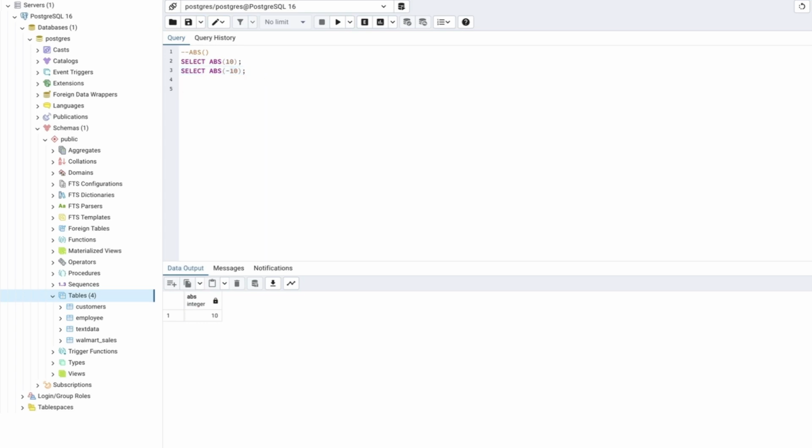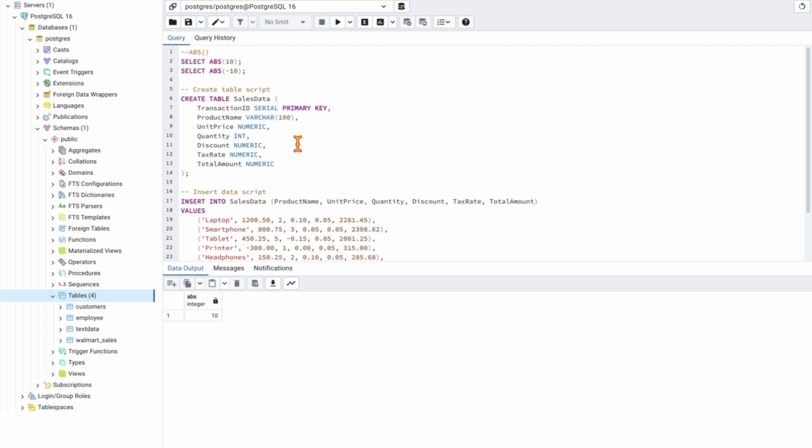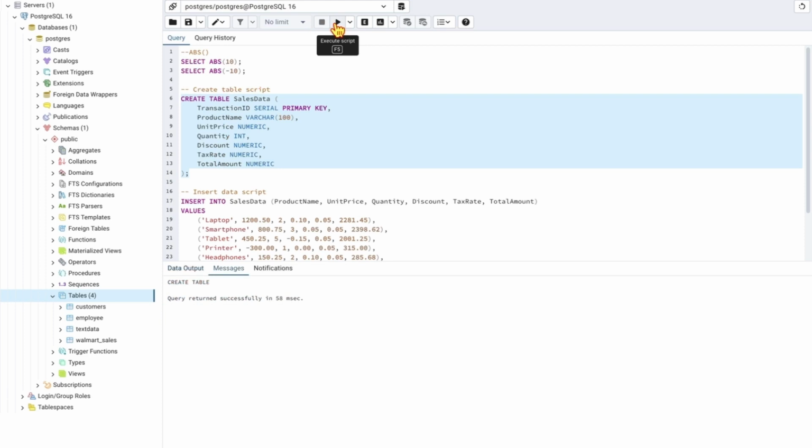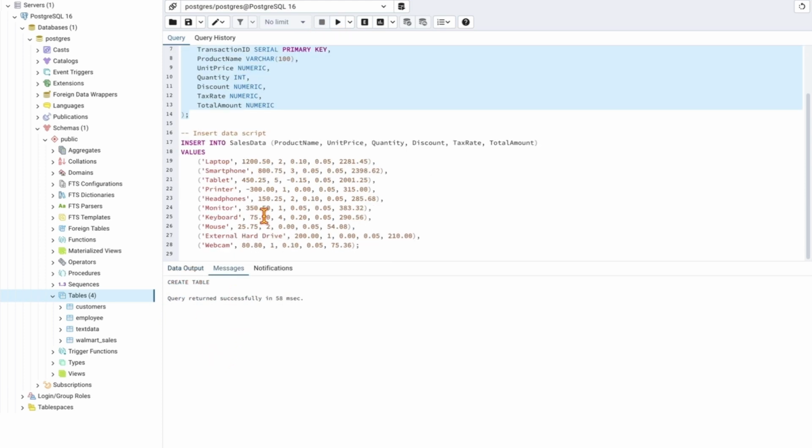Let's create a table with more numeric columns so that we can practice our numeric functions. Let me copy the create and insert script, which I'll be sharing in the description box link, so you can copy and practice for yourself. Let's execute the create script for sales data, with the columns transaction ID, product name, unit price, quantity, discount, tax rate, and total amount. Query executed successfully.